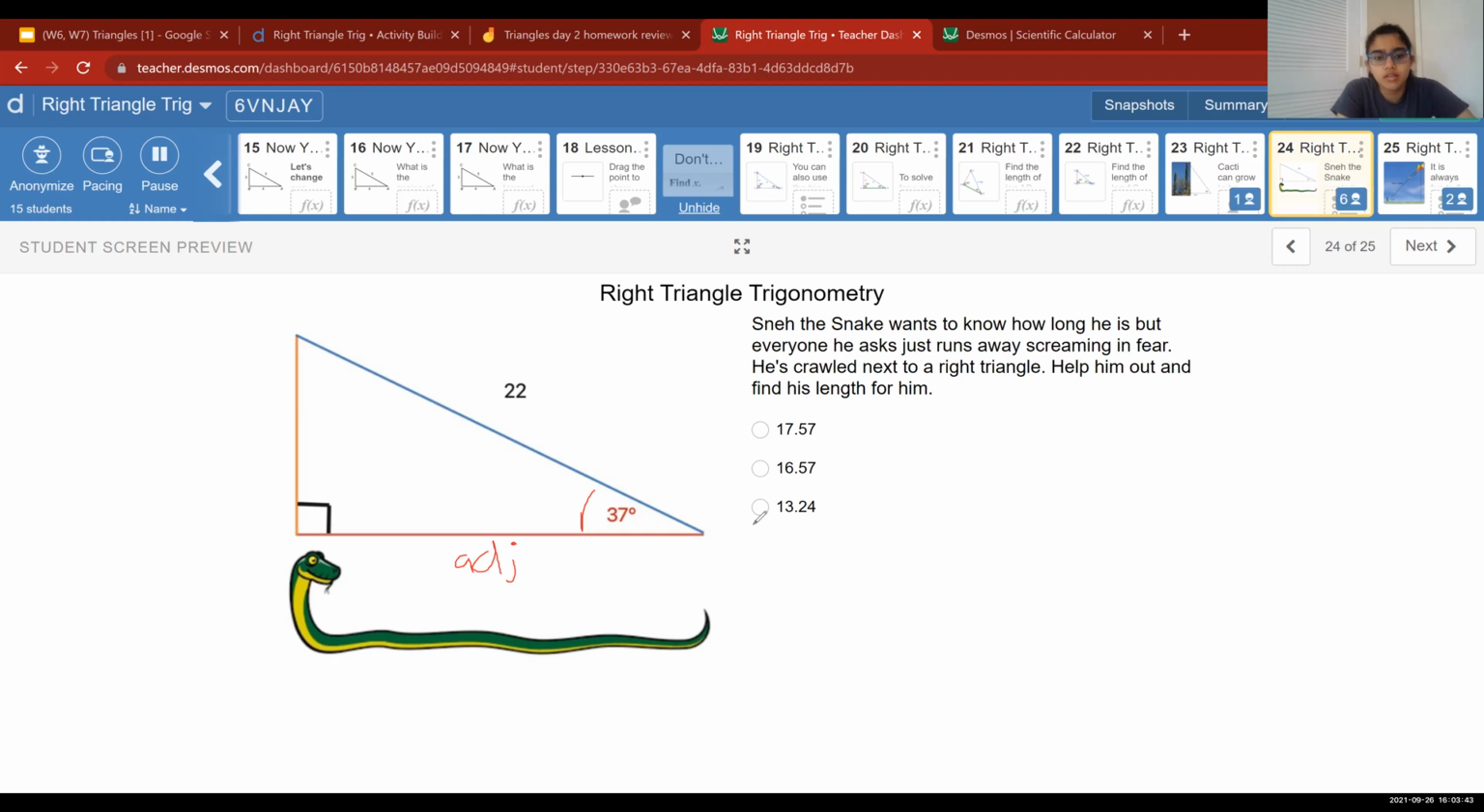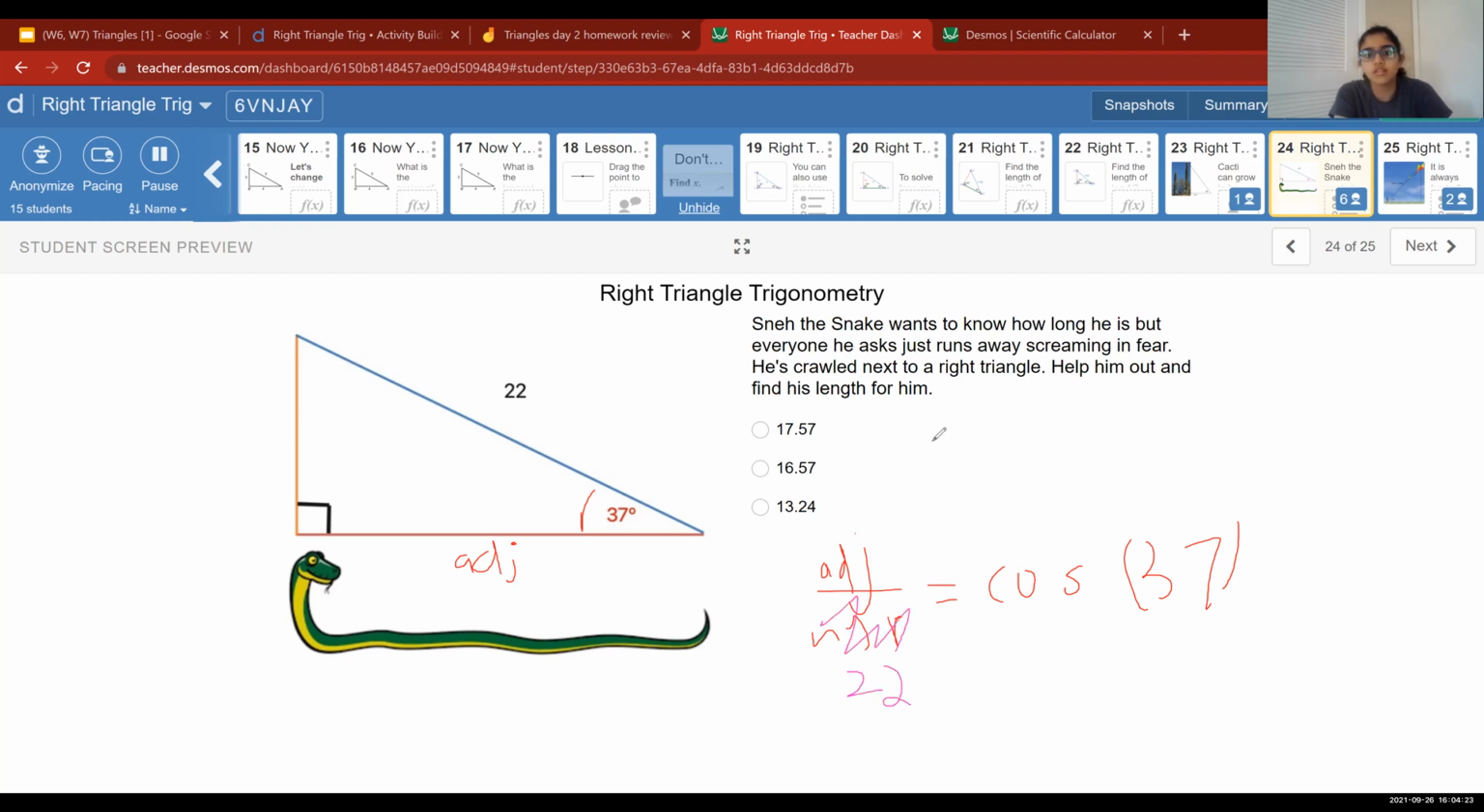So we would have adjacent over hypotenuse is equal to cosine. And remember, we're finding the cosine of the reference angle, which is 37. So we do cosine of 37. We're trying to find the adjacent, but we know what the hypotenuse is. The hypotenuse is just equal to 22.